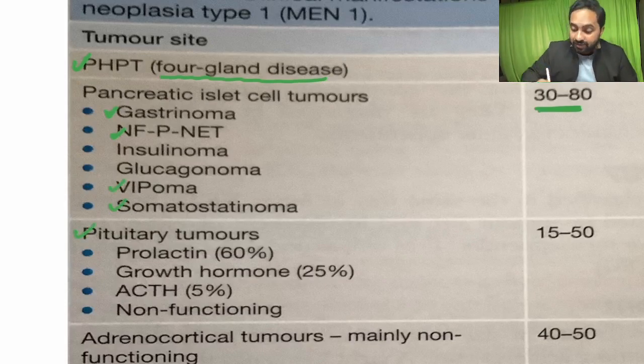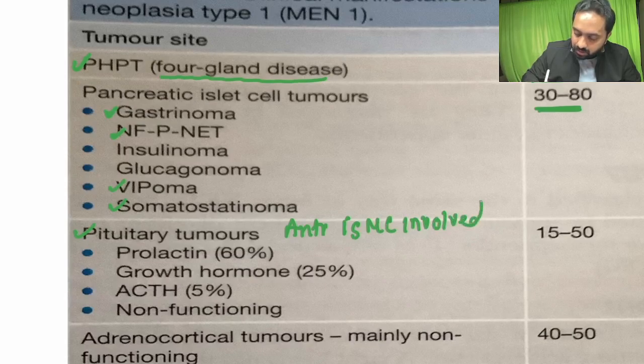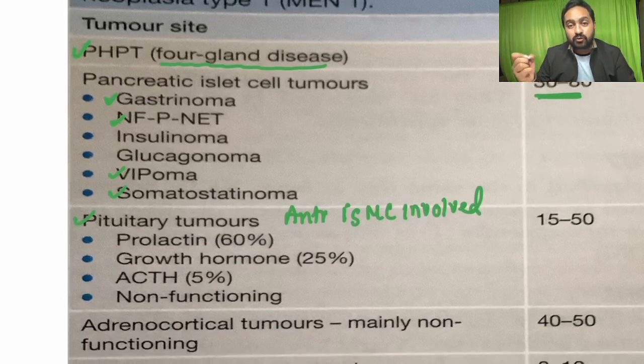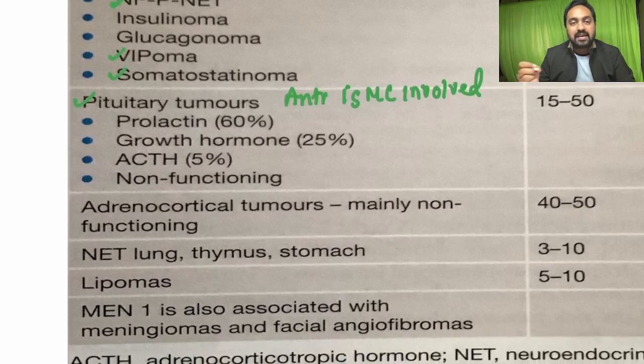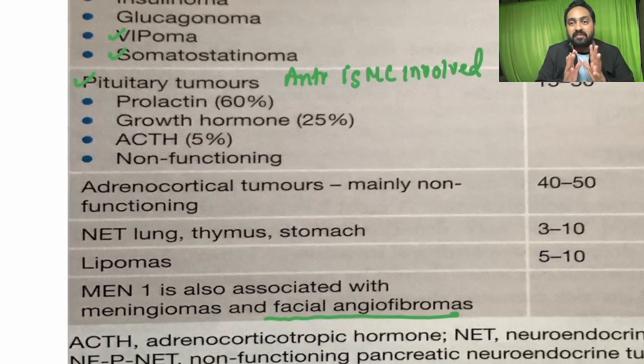Pituitary tumors, in which, remember, anterior is most commonly involved. We have prolactin, the most common tumor present. Then other tumors that may be present would be from the growth hormone, ACTH, and non-functioning. Then we have adrenocortical tumors, which are mainly non-functioning, lipomas, neuroendocrine tumors of lung, thymus, stomach, and it is also associated with meningiomas and facial angiofibromas. Right. So these were the clinical manifestations of MEN1 syndrome, where I would like you all to remember at least the 3 P's: pancreas, pituitary, and parathyroid. Please do not forget this basic thing in MEN type 1.